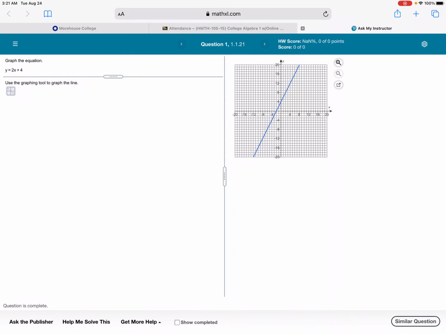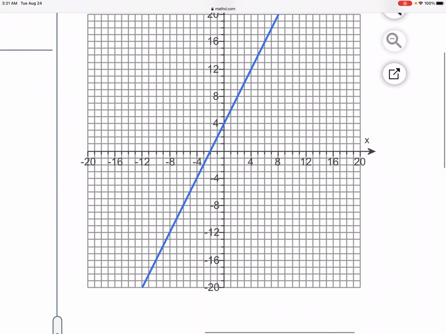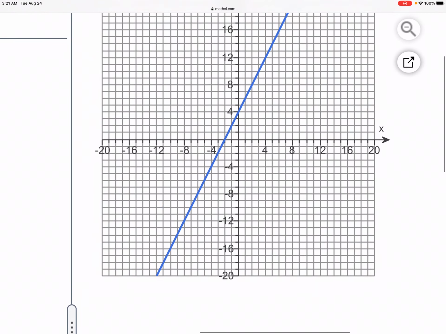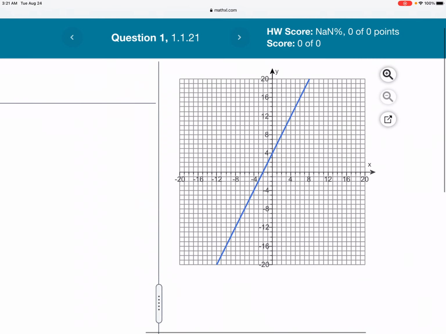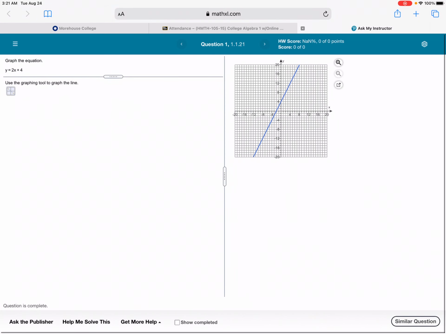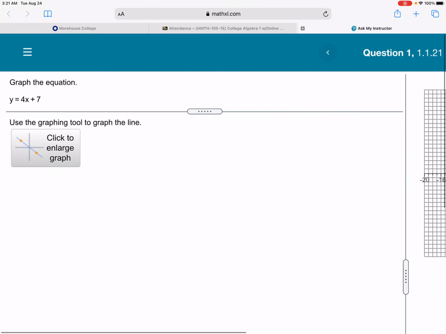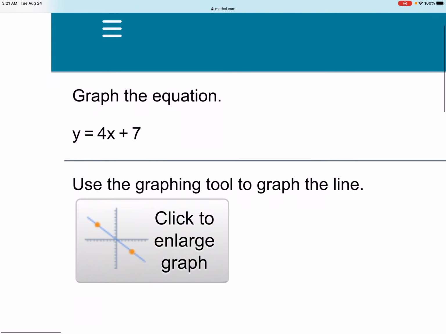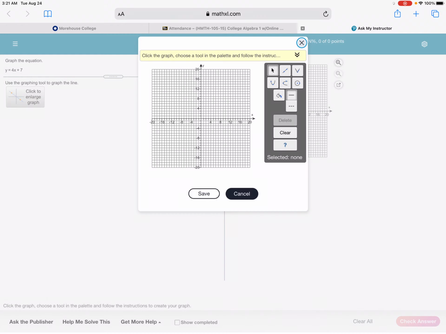But one thing I did see immediately was I think you may have made the x-intercept 4. One other thing, you should be able to type the points. I thought I made that option available. Maybe I didn't. Let me hit similar question and see if I can type the points. So notice this one, the y-intercept is 7 and the slope is 4, right? So I'm going to click on the graph to enlarge. I'm going to click my line tool, click on the graph for the first point.